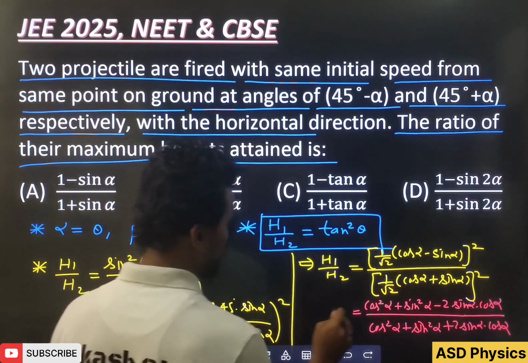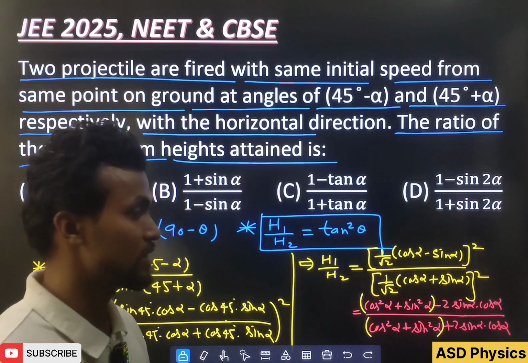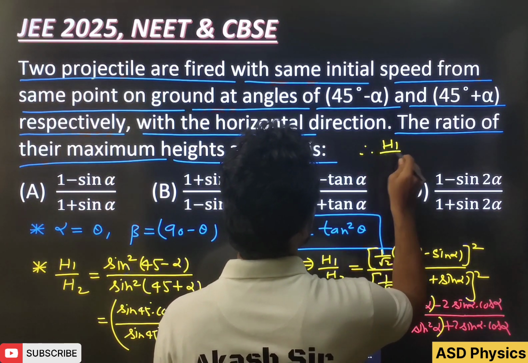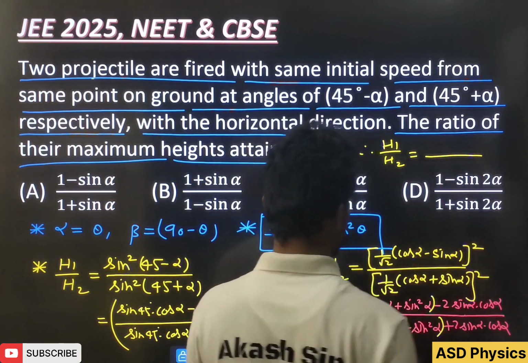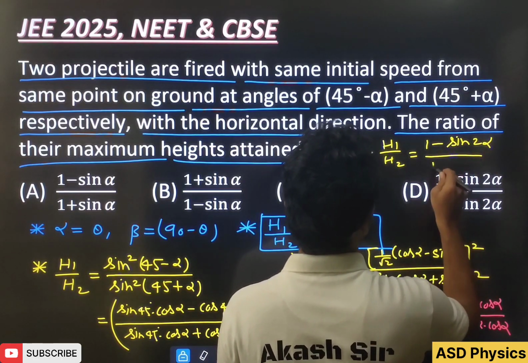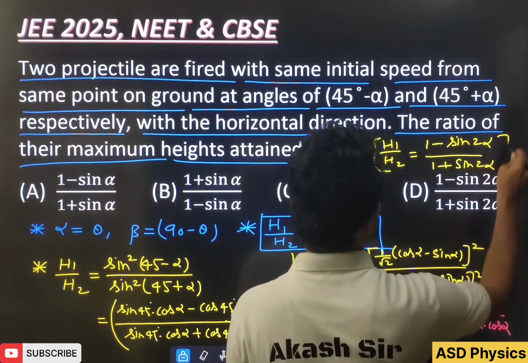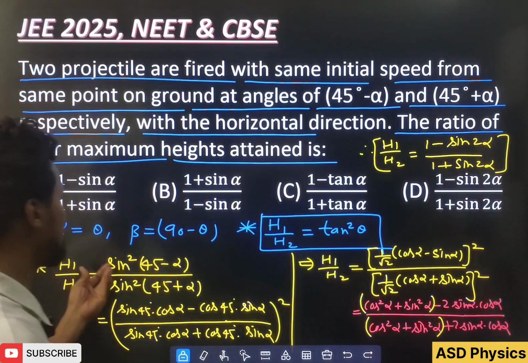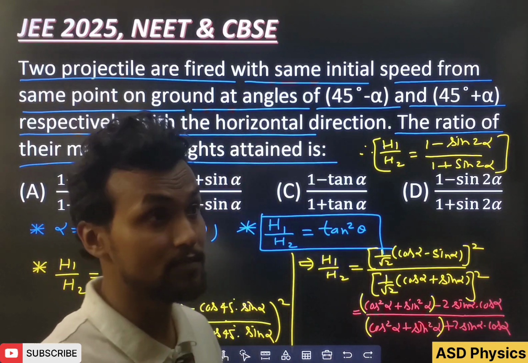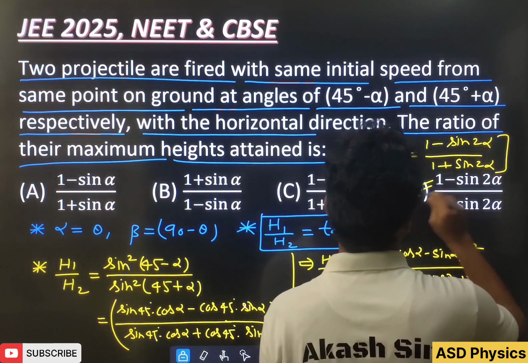Now if I talk about this, cos square alpha plus sin square alpha is 1 and this will also become 1. That means overall, students remember that here is a JEE 2025 question. So this will become 1 minus sin 2 alpha by 1 plus sin 2 alpha. This is the formula. If they are giving angles theta and 90 minus theta it is tan square theta, but if they are giving angles 45 minus alpha and 45 plus alpha, this will be the answer. Option D is the correct answer.